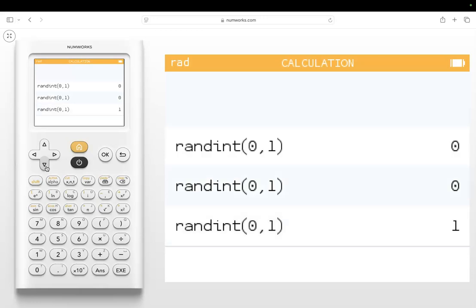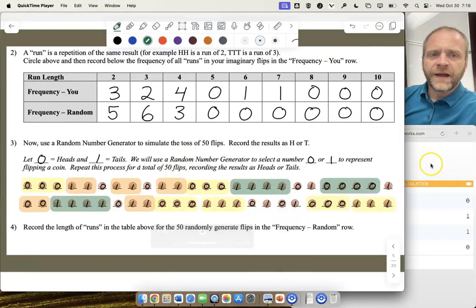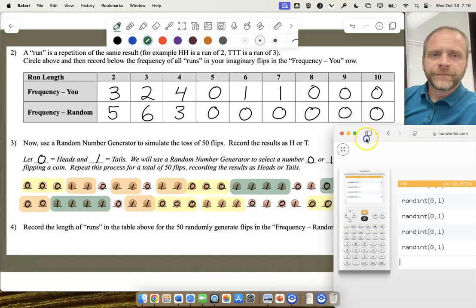So I have heads, heads, tails. I'm going to do this 50 times, and I'm going to collect and record the results on the lines that we're looking at. I'm going to keep doing this, and we're going to have our data. Now, I did this already, and it doesn't quite match what we had before, but it's really the same idea.